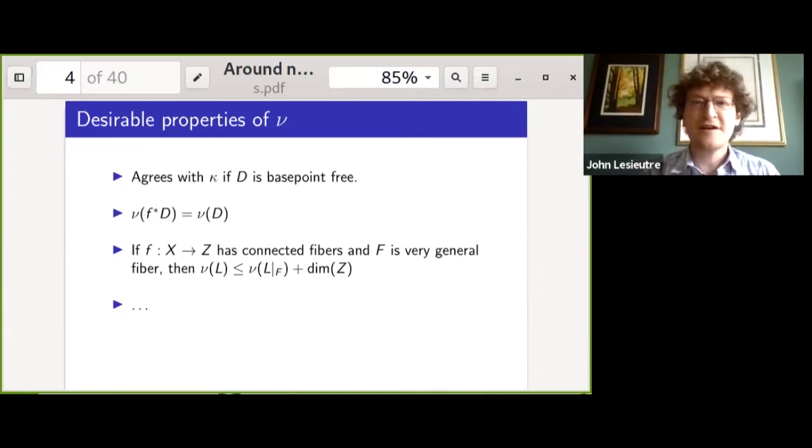So you might worry, okay, we have these properties, but maybe for some reason there is no way to come up with an invariant that has these properties. So it's just not possible to define a numerical dimension. In fact, that's not what happens. In fact, we have the opposite problem.